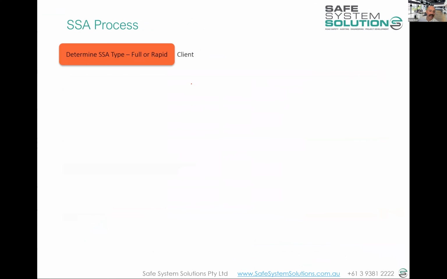Process. Okay, so first of all, somebody needs to determine that a safe system assessment should be done, and then what type of safe system assessment should be done. And there's a couple of types. There's the full safe system assessment or the rapid one. Now, rapid is not remarkably different to a full, but it is more rapid by a bit. So, who's going to make that decision? Well, whoever the road controlling authority or the client, the project sponsor.